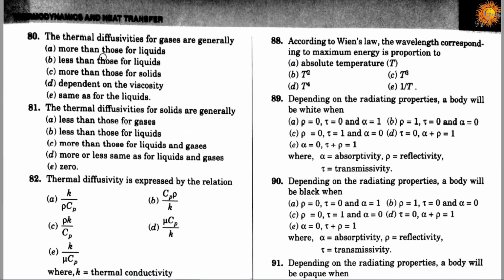Question number 80. The thermal diffusivities for gases are generally: option A, more than those for liquids; option B, less than those for liquids; option C, more than those for solids; option D, depend on the viscosity; and option E, the same for the liquids. Correct answer is A. Thermal diffusivity for gases is generally more than those for liquids.